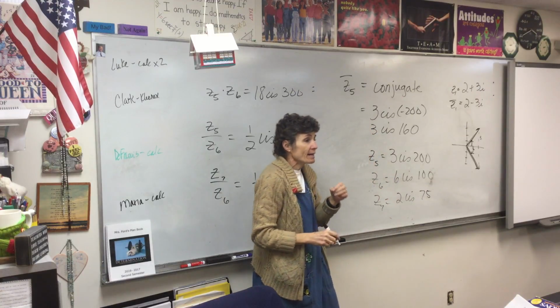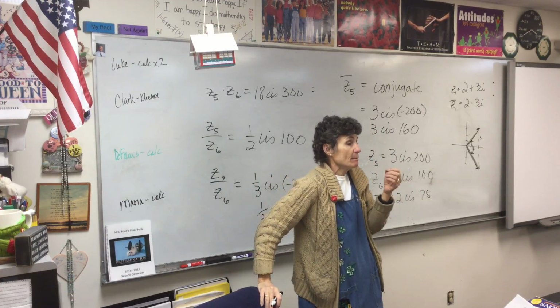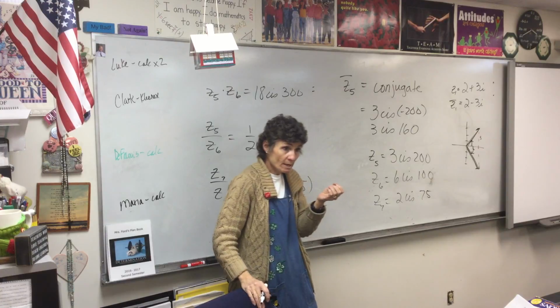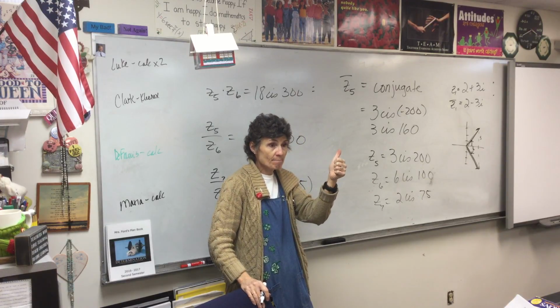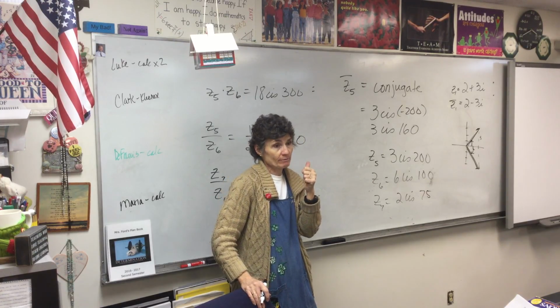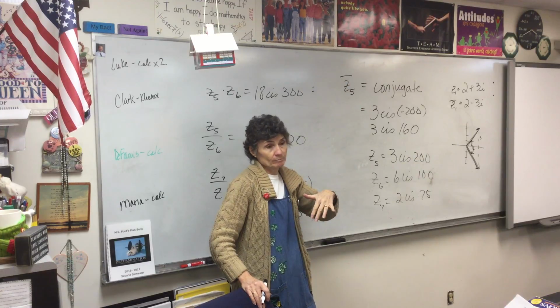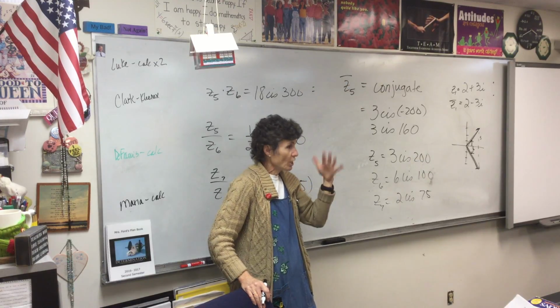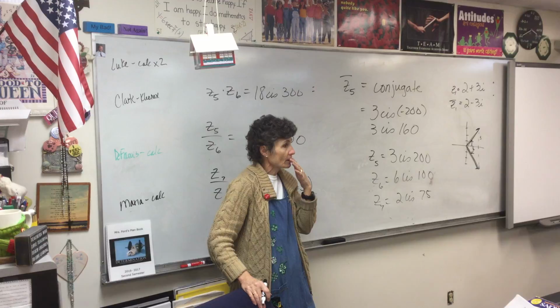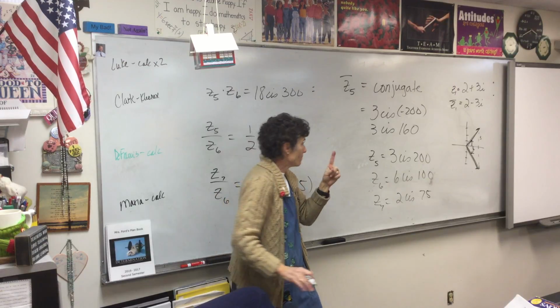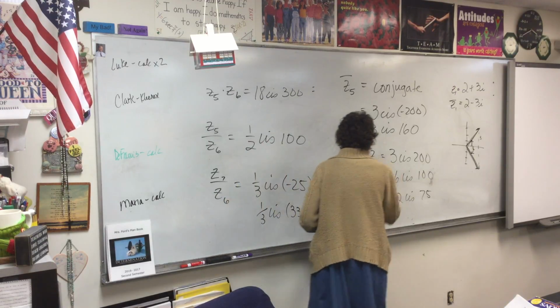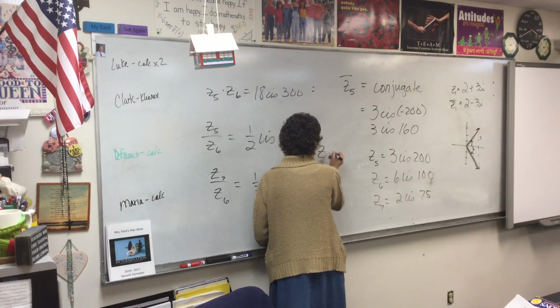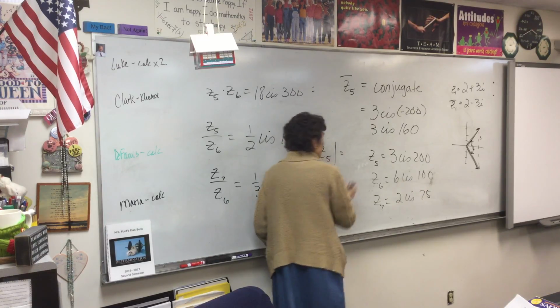How do you find a conjugate in polar form? R stays the same, the angle becomes negative. Instead of going up, you go down. And then fix whatever needs fixing. Okay? One more. Let's use that same number, and let's suppose I had that.